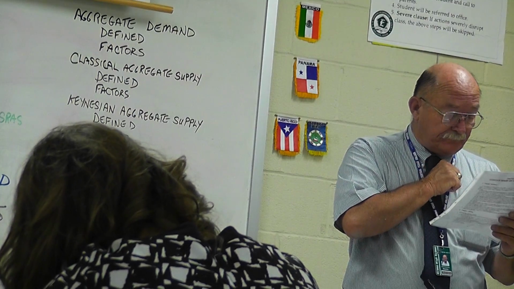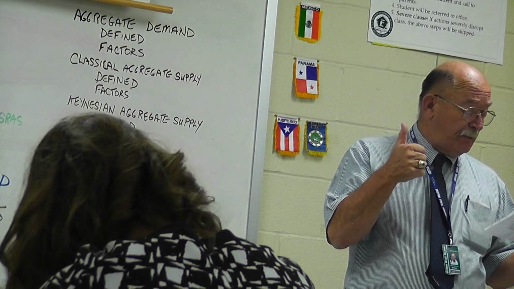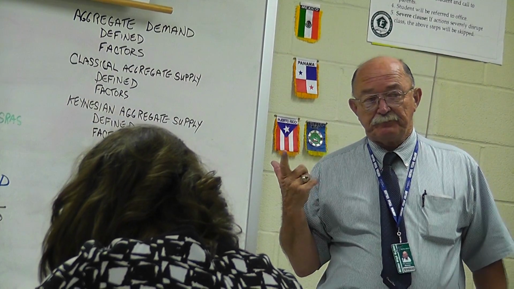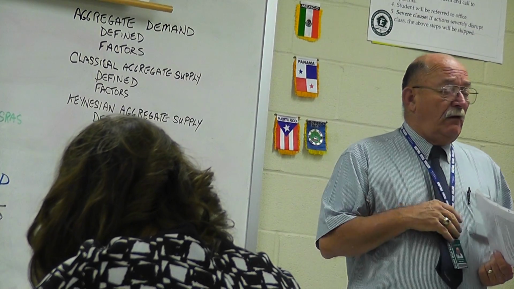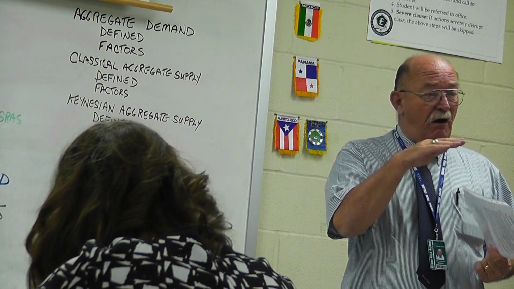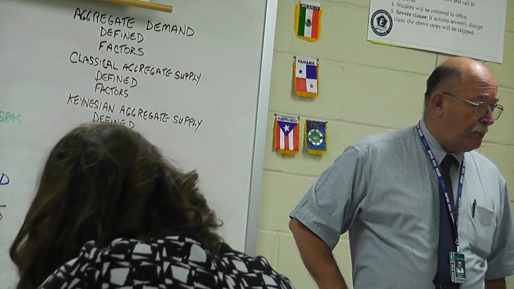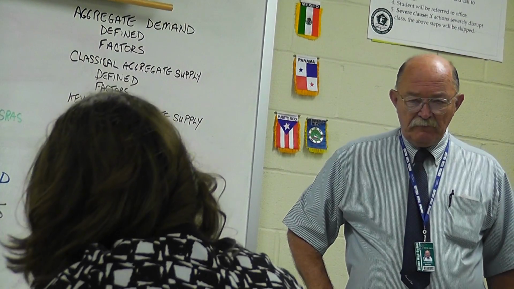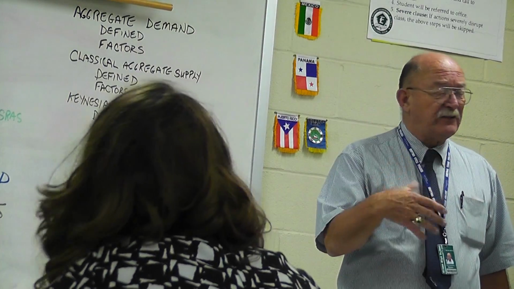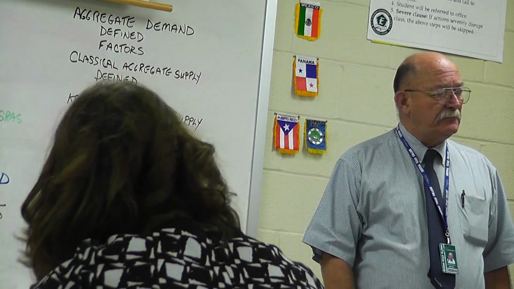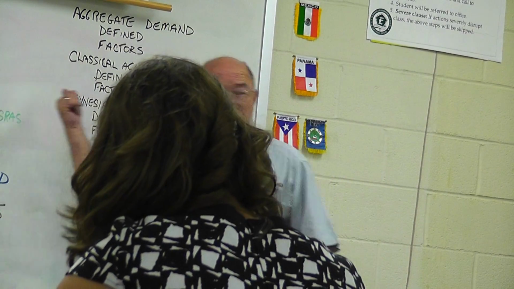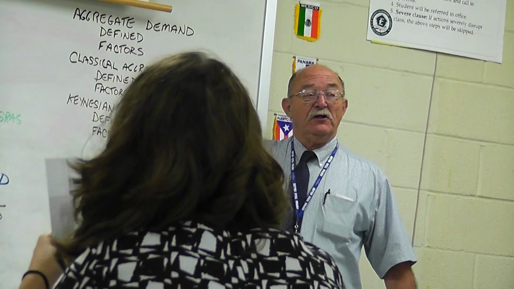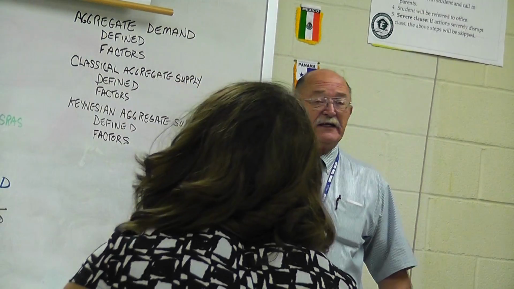All right. Then we have stock of capital and population. These are all factors of production. Okay. Any questions now about the long run supply curve or classical?